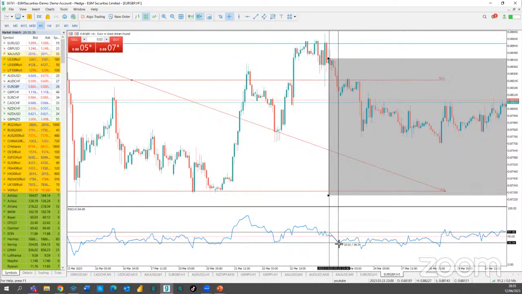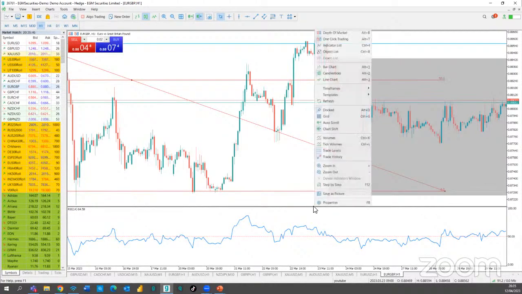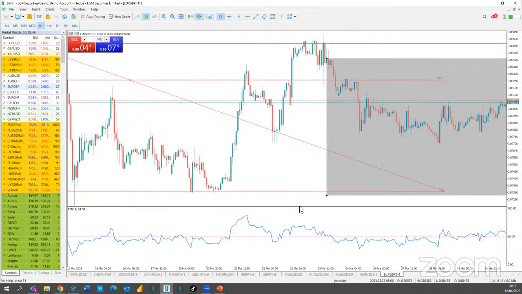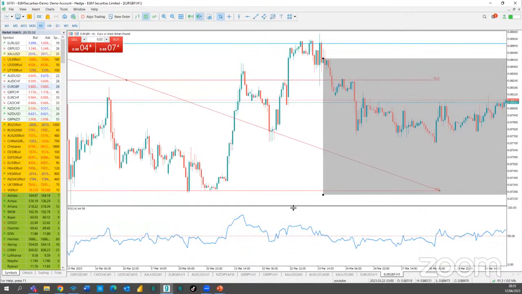RSI went below 50, confirming bearish move. If we're not using RSI as well, and we wanted to use stochastic, I don't know whether stochastic will confirm this, but let's see whether stochastic will confirm this.